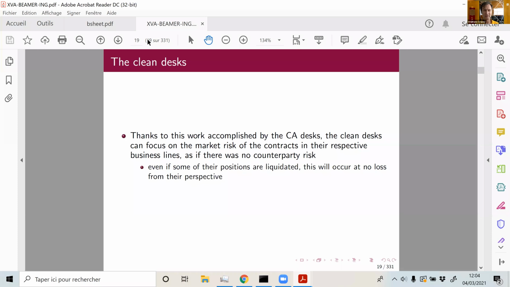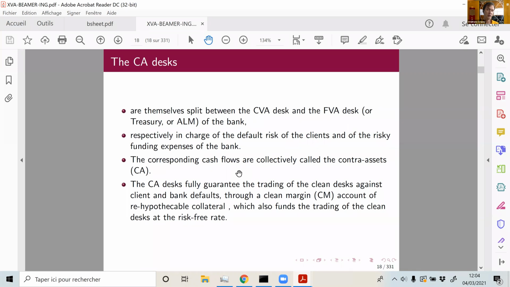This is what makes the life of the clean desk beautiful, so they don't have to bother about counterparty credit risk in their model. And this is important because the CVA traders, treasury, they have to deal with that, but they only do that. So they are specialized in that.